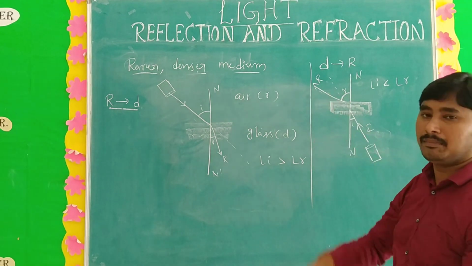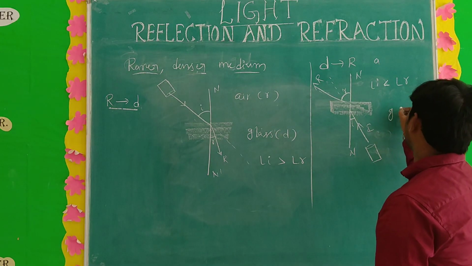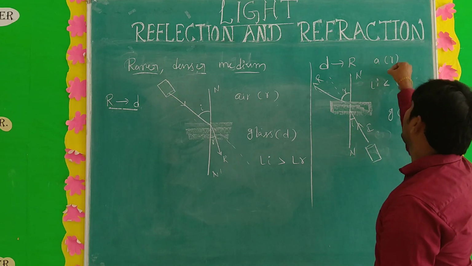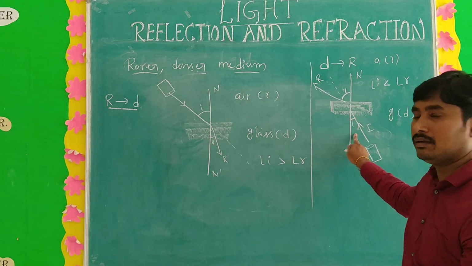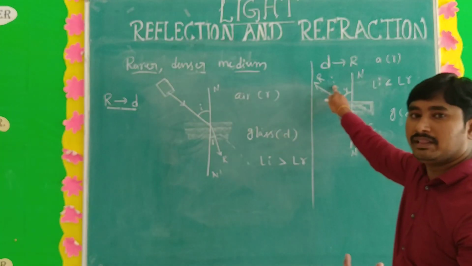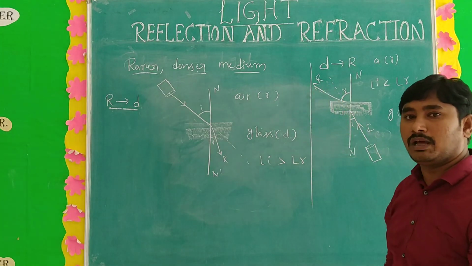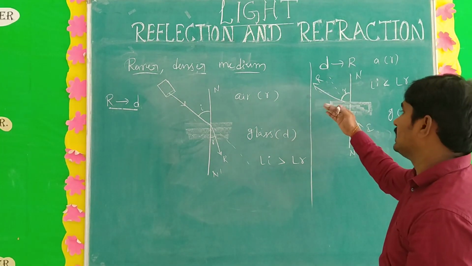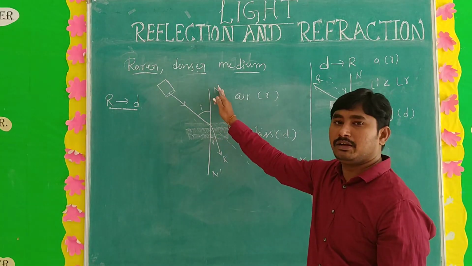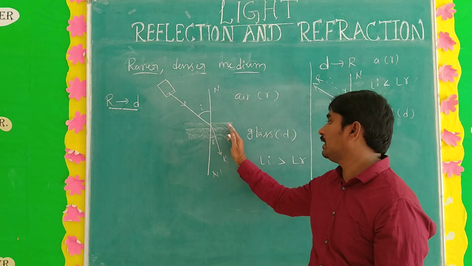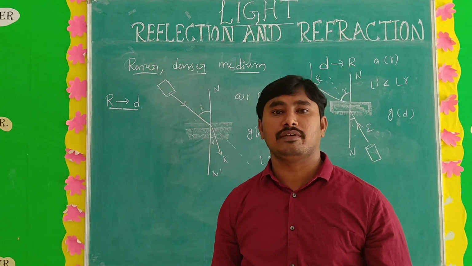Why does it bend away from the normal? Here air is the rarer medium and glass is the denser medium. Glass has a low speed of light and air has a high speed of light. When light travels from low speed to high speed, the speed increases. That's why it bends away from the normal. But in the other condition, light travels from high speed to low speed, so it bends towards the normal. Understand, students? These two conditions are very important.